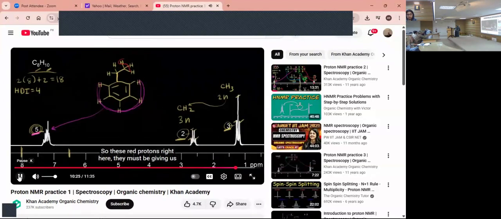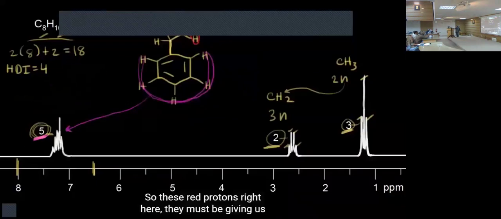These red protons right here. We have 4 peaks. Why do we have 4 peaks here? And why is that 3 here? Okay, so this is a splitting pattern.